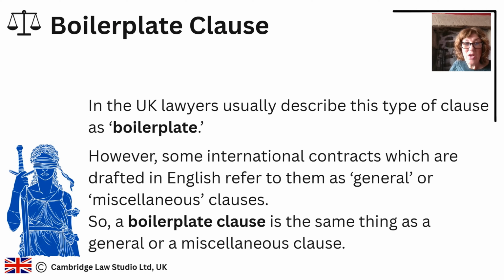In the UK, lawyers usually describe this type of clause as boilerplate. However, some international contracts which are drafted in English refer to them as general or miscellaneous clauses. So a boilerplate clause is the same thing as a general or a miscellaneous clause. That's a difficult word. Boilerplate is easier. So if you see general clauses, miscellaneous clauses, in England we would always say boilerplate, and they're all the same thing.